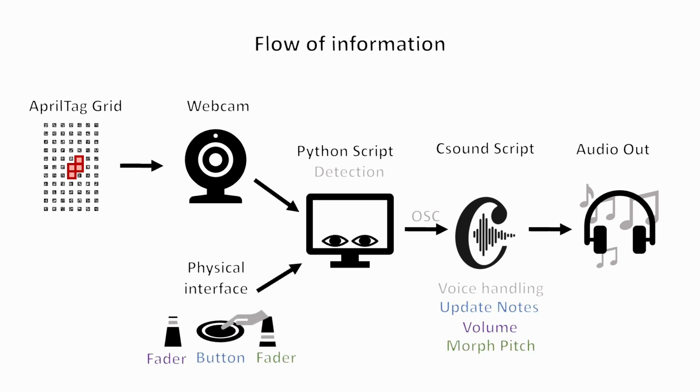A physical interface with 2 sliders and a button is used to send additional information to the Csound script. One slider controls the volume, one slider controls a fade between 5-limit just intonation as we have discussed it previously, and 12-tone equal temperament. The button updates the notes that are played in Csound when pressed.